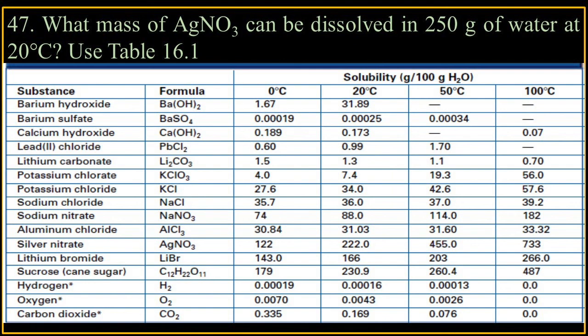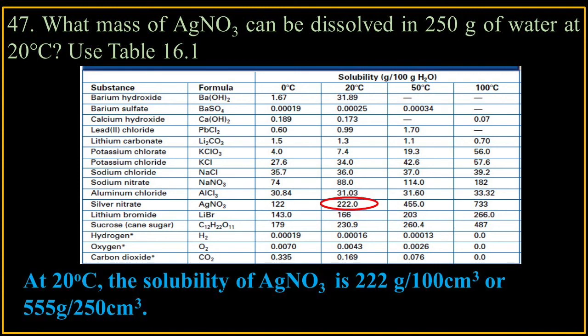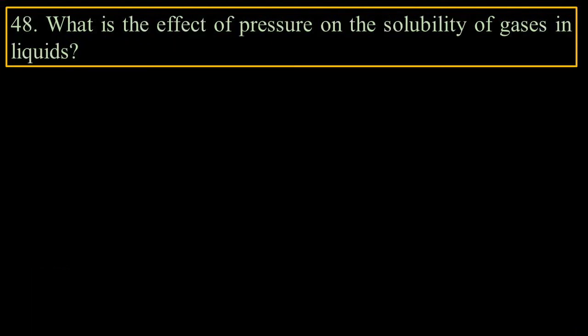There it is near the bottom, 6 up from the bottom, and you'll see that at 20 degrees, so you go over to the 4th column from the left, 3rd column from the right, and you'll see that it's going to be 222 grams per 100 cubic centimeters of water, or 555 per 250 cubic centimeters, okay?